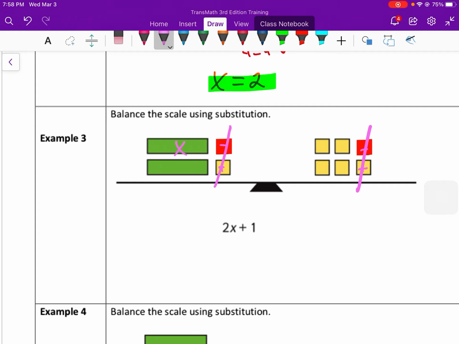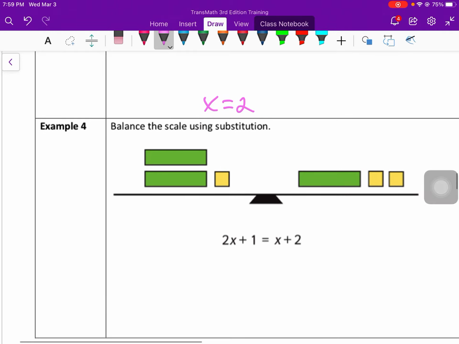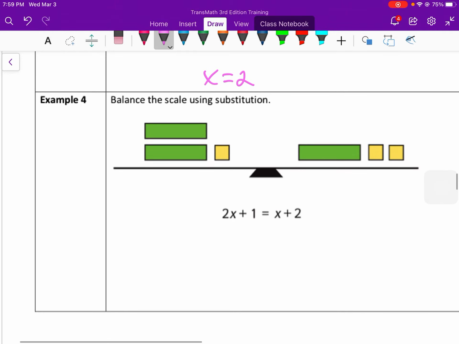So now these big green pieces are still x because we have 2x. And on the right, we have 1, 2, 3, 4. So we have, again, x equals 2. And it says balance the equation using substitution. And that's what we did. We substituted some pieces in.